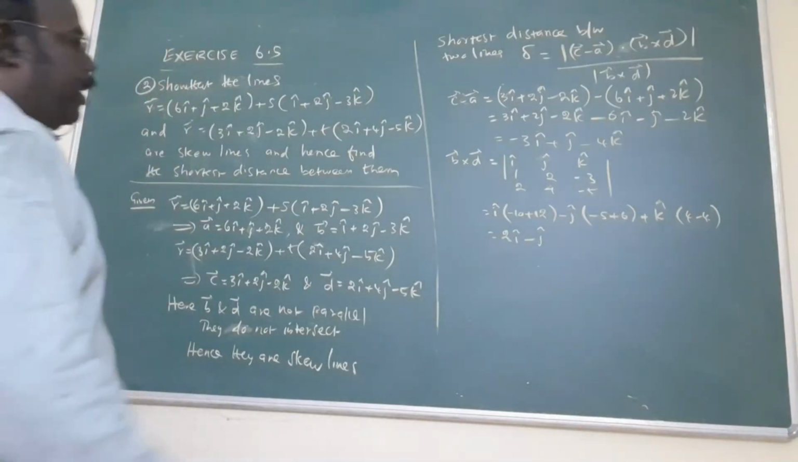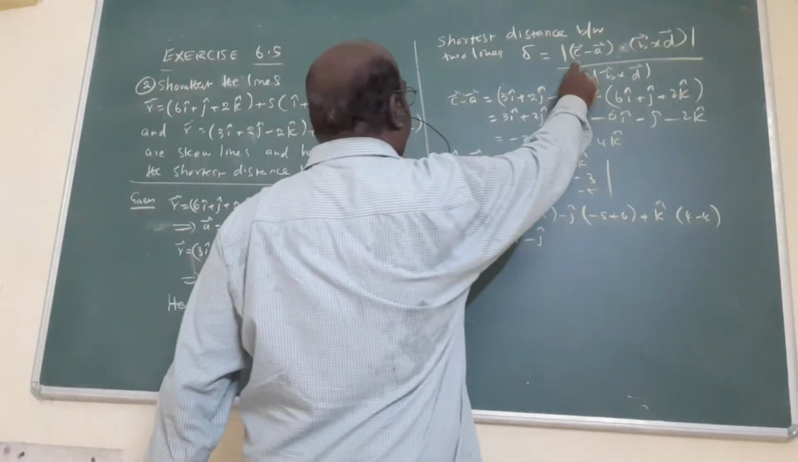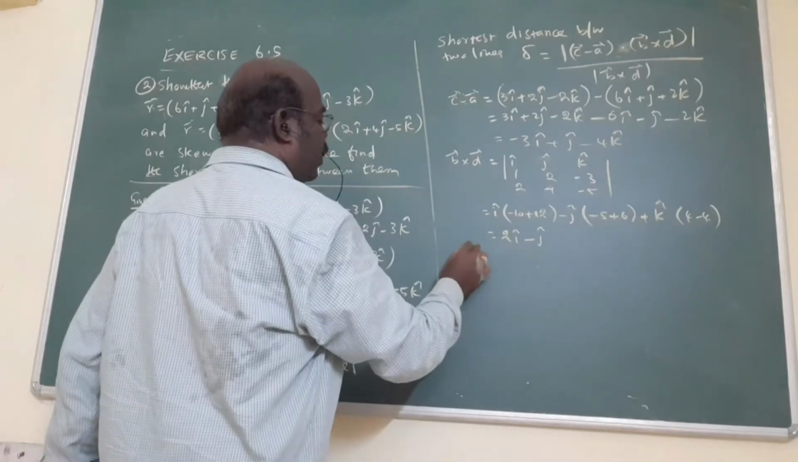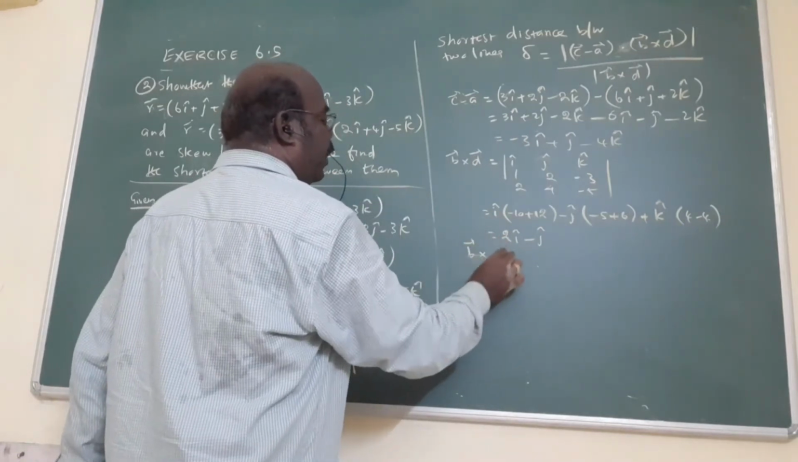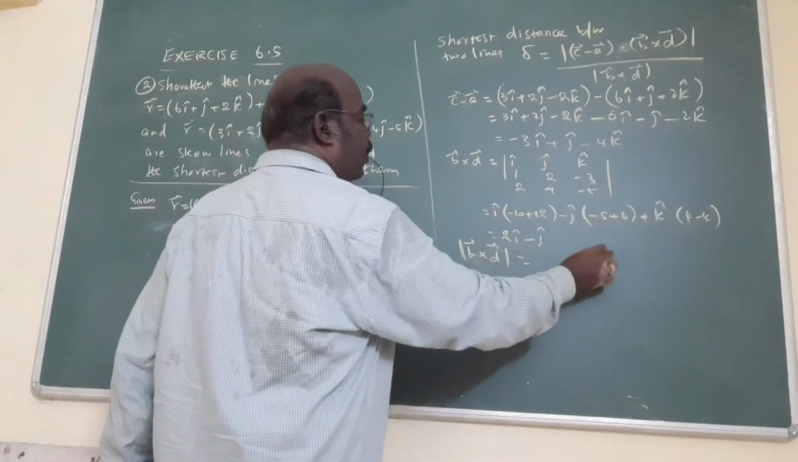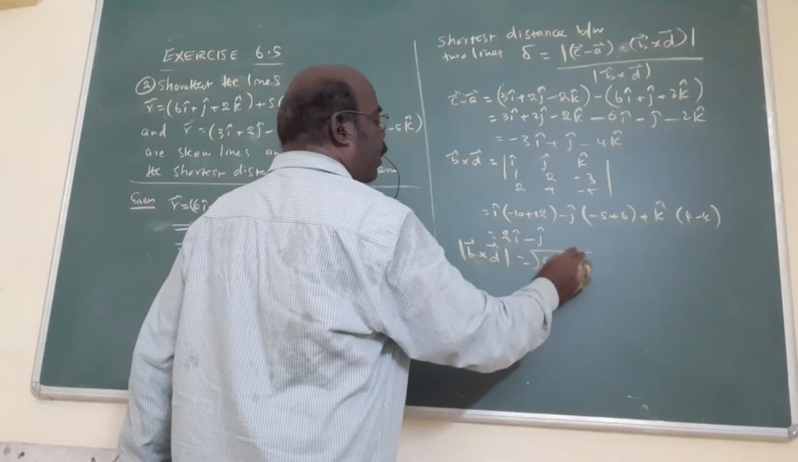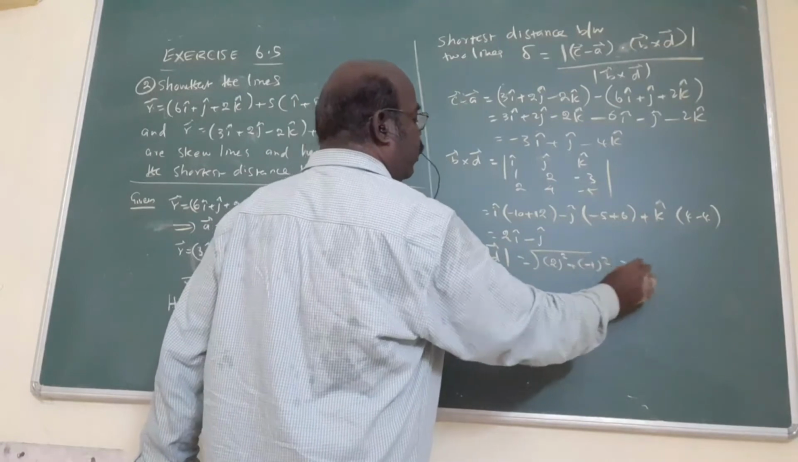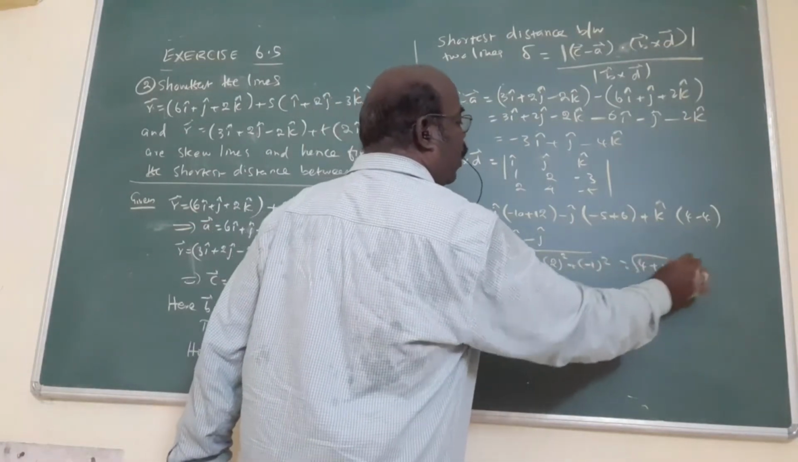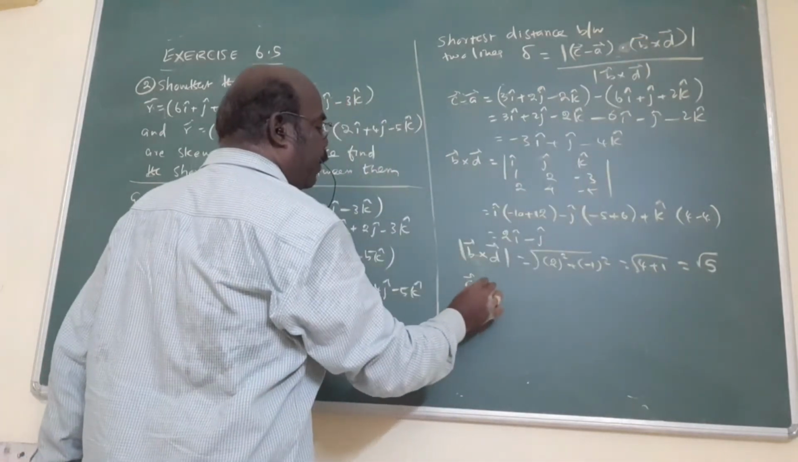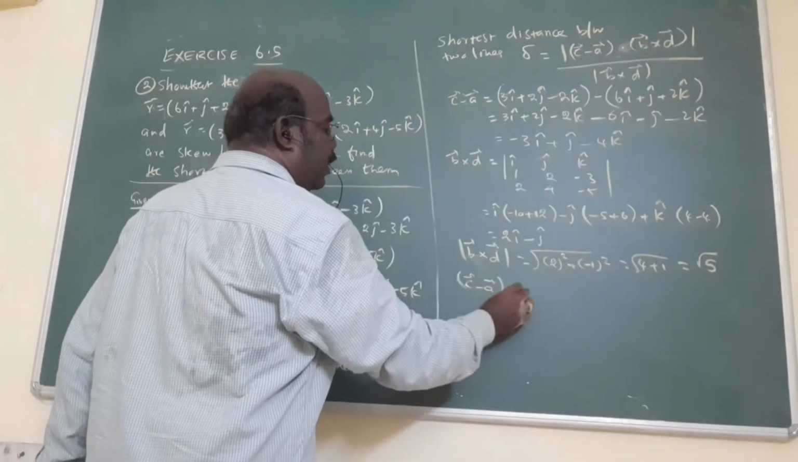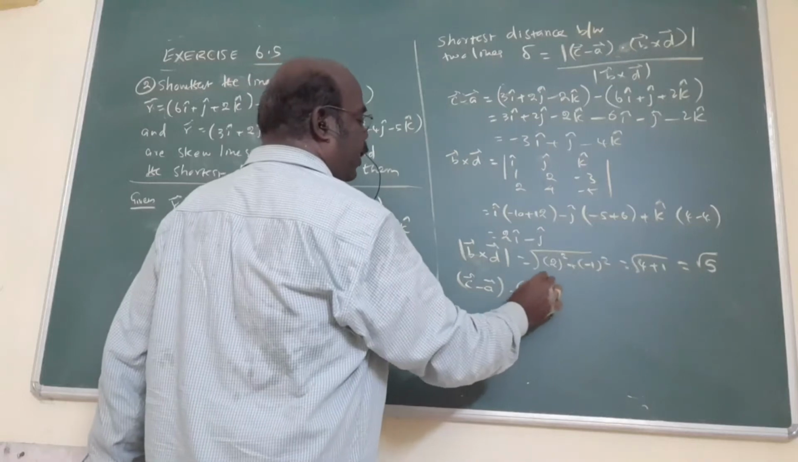Now in the formula, C minus A dot B cross D is involved. Therefore, find the modulus of B cross D. We want this, equal to root of 2 square plus minus 1 whole square. This is 4 plus 1, root of 5. So the denominator is over. Now the numerator is C minus A vector dot B cross D vector.